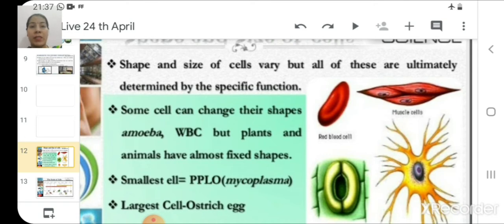Like amoeba keeps on changing its shape, it forms the pseudopodia, and this helps in the movement and engulfing of food for amoeba. In the same way, WBCs which are present in us are also capable of changing their shape. But all the rest of the cells in plants and animals are almost fixed in their shape. The smallest cell is PPLO, which is mycoplasma, and the largest cell is the ostrich egg.